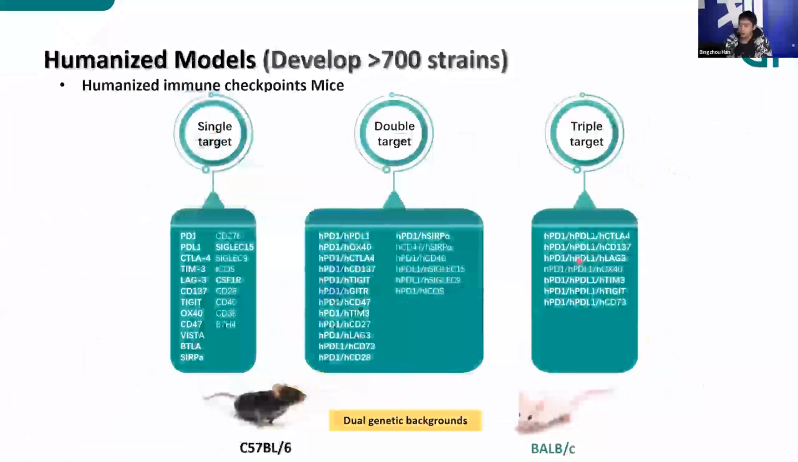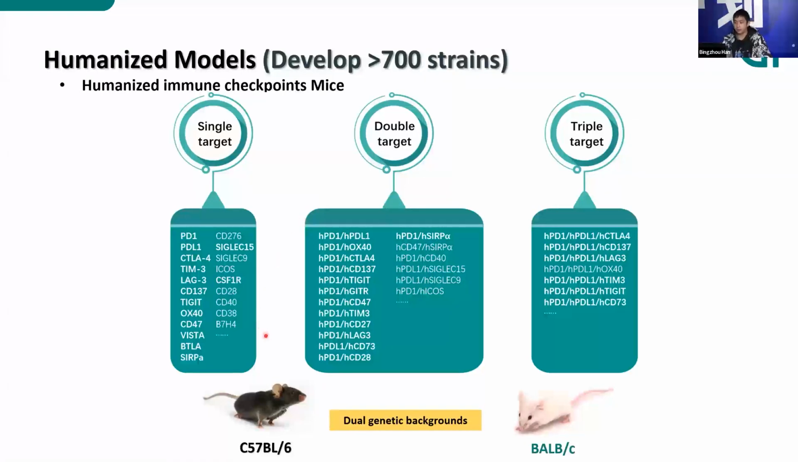Currently, using these strategies, we aim to develop more than 700 humanized strains, and we already have over 300 of them. Most of them are humanized immune checkpoint mouse strains. We developed single target strains and then crossed them together, or generated new humanizations based on these strains, to get double target and triple target strains. The ones in bold here are the strains we already have, and the ones not in bold are the strains we are currently developing or crossing together.